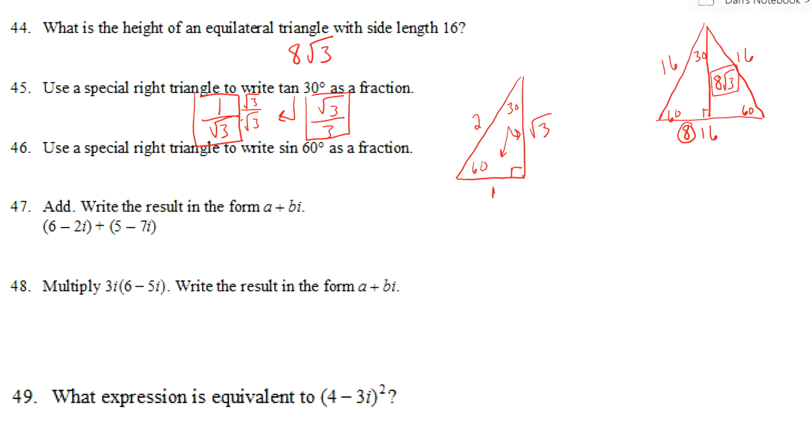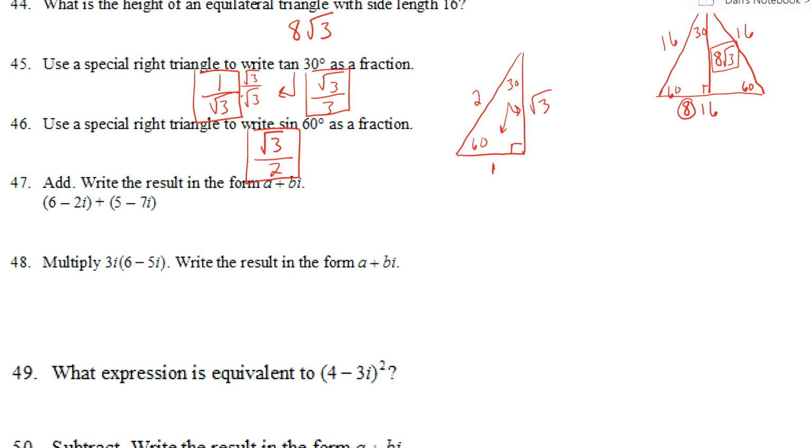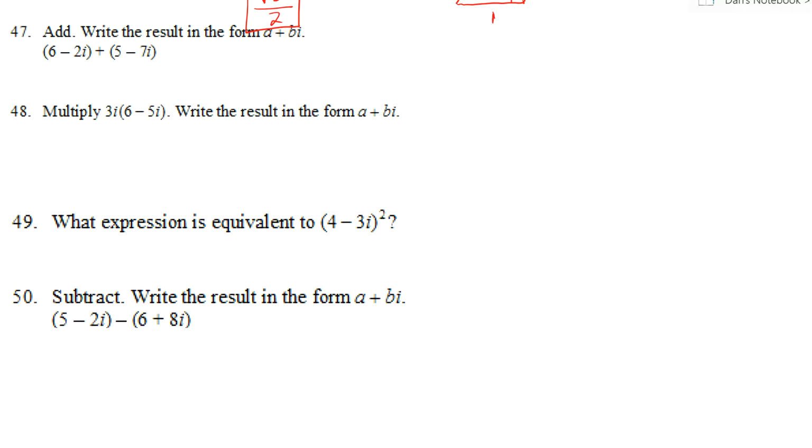Okay, sine 60. So sine is opposite, so root 3 over hypotenuse, root 3 over 2. We don't need to simplify that further, and the reason is because on the top one here, number 45, there was a radical in the denominator, and usually you don't want that. On the bottom, the radical is in the numerator on the top, and that's how we simplify there. A few more left. Looks like they're all imaginary number problems.